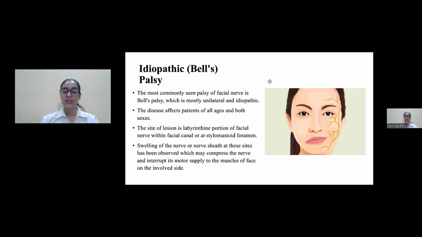The site of the lesion is the labyrinth portion of the facial nerve within the facial canal or at the stylomastoid foramen. Swelling of the nerve or nerve sheath at the site has been observed, which may compress the nerve and interrupt its motor supply to the muscles of the face on the involved side.